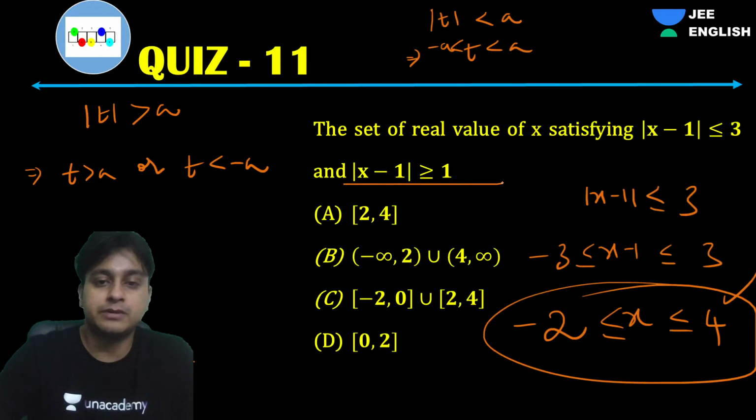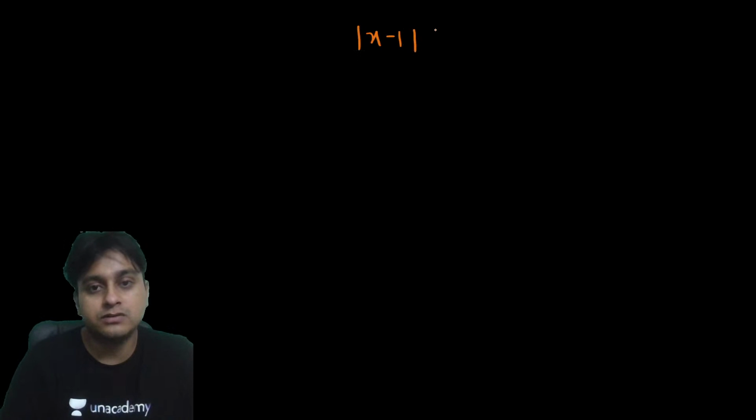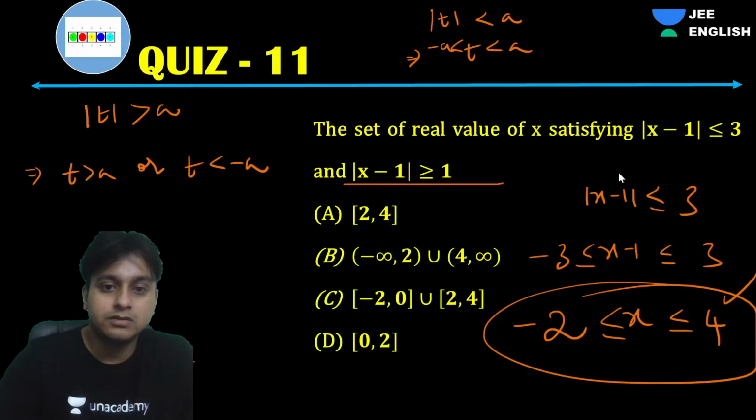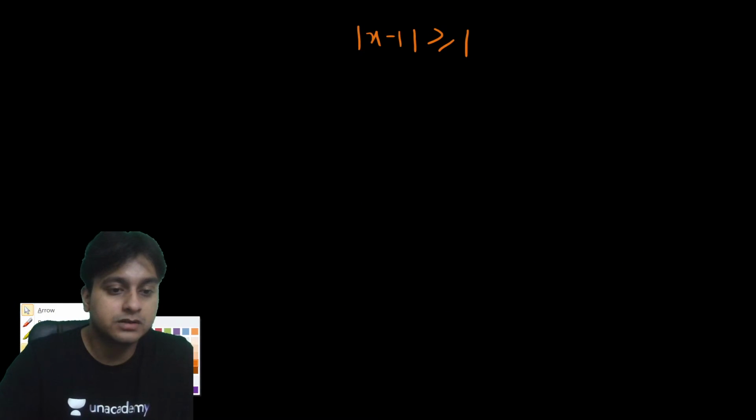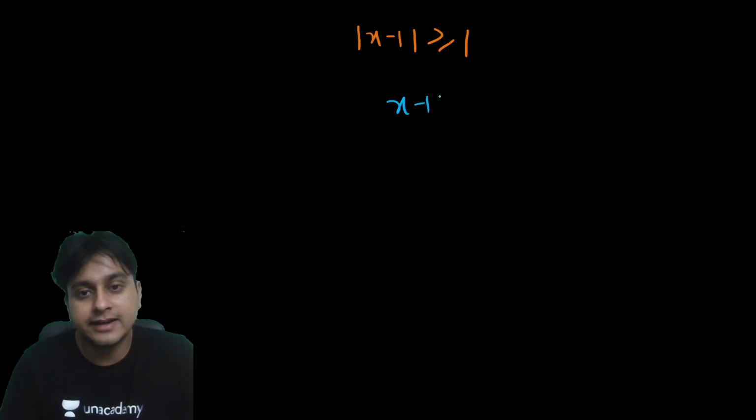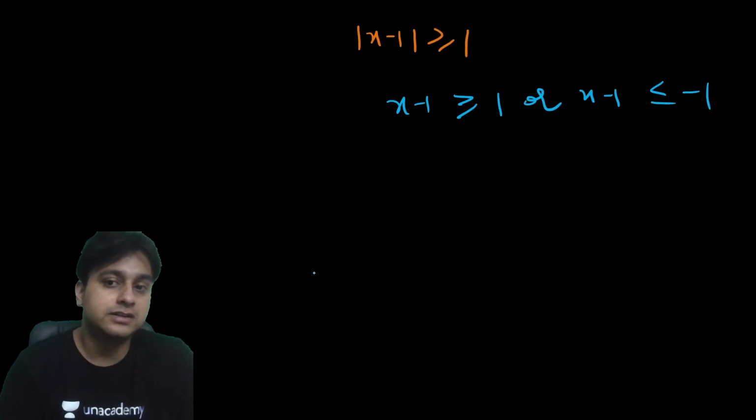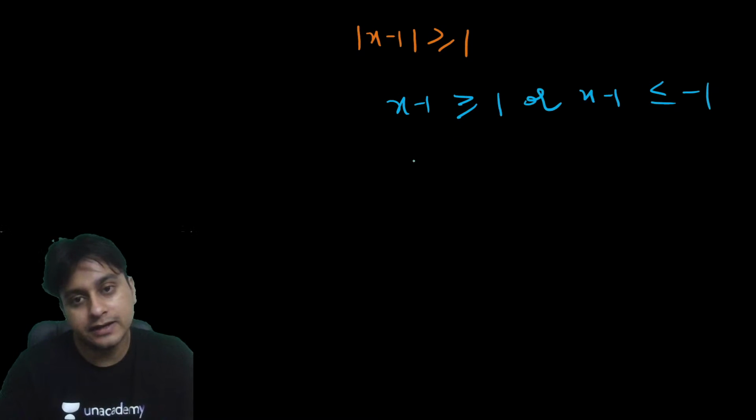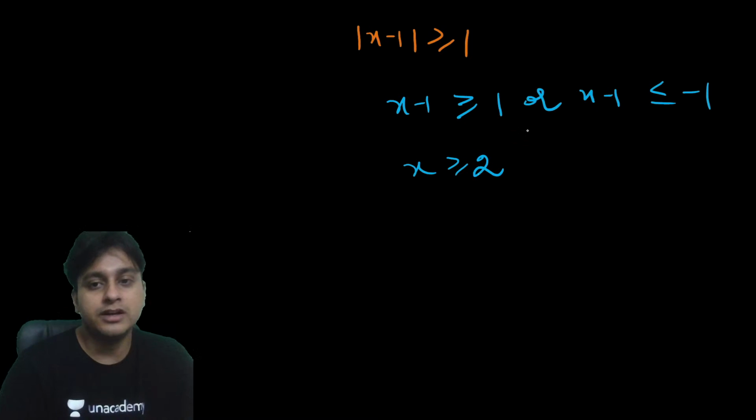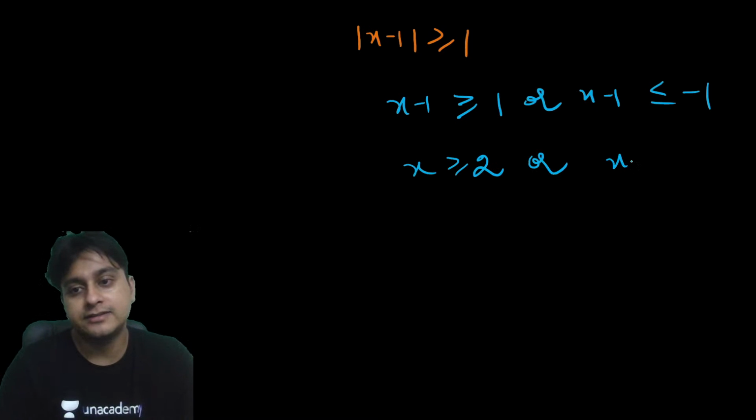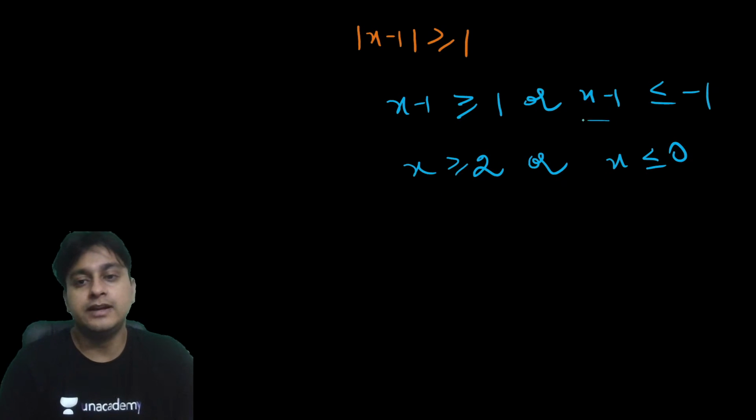Next. For this case, what will happen? Mod of x - 1 is more than or equal to 1. Let's see. So this will tell us that either x - 1 is more than 1, or x - 1 is less than -1. That's what can happen, right? So from here, x is more than 0 when you add 1, so x is more than 2, or here x is less than or equal to 0. So here you will get this answer.